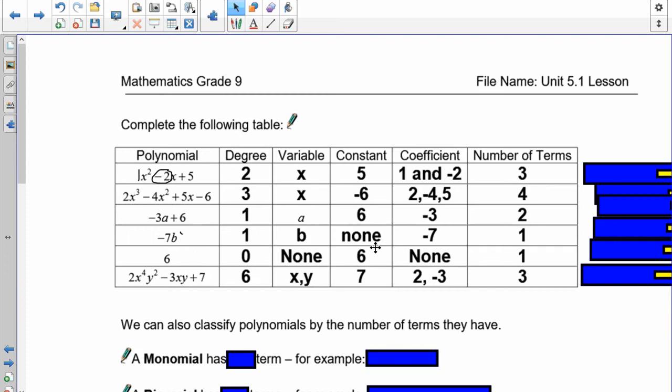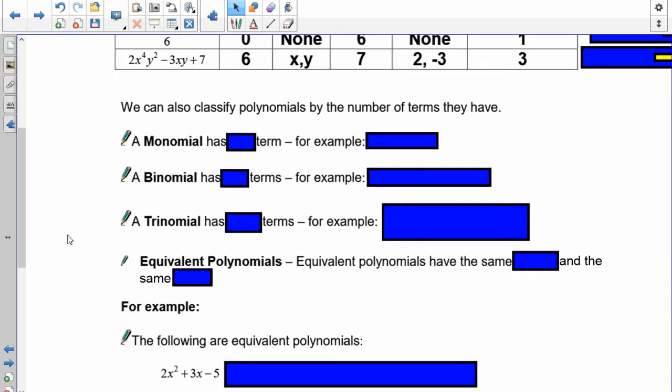You're going to have a hard time if you don't know what we're talking about when we use these words. Okay, the last classification we're going to do is classifying them by the number of terms they have. And these are monomials, binomials, and trinomials. Well, a monomial, like a monopod, has 1 term.